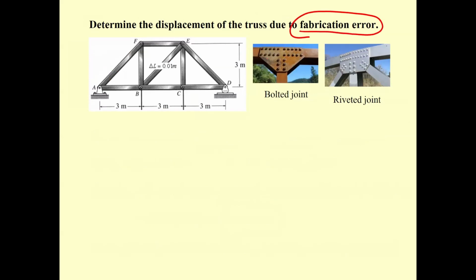Sometimes the member is too long, and it only occurs on the bolted joint and riveted joint. That means it nearly never happens in Thailand because we use welding. If it's too long, they just cut it to a given length and weld it. But for the bolted joint and riveted joint, it is required to force it into position.